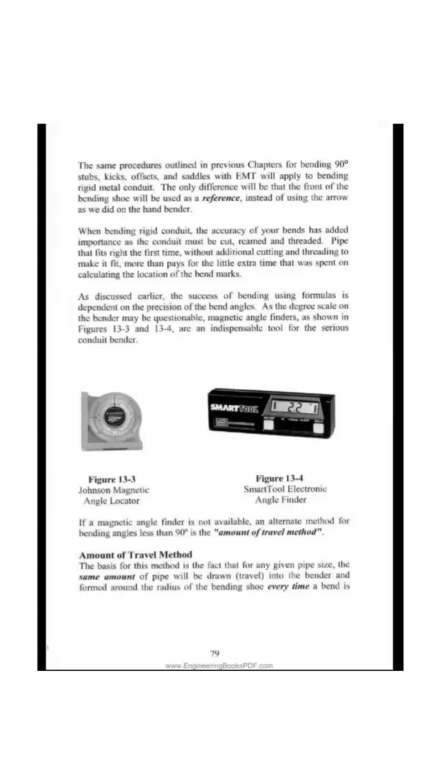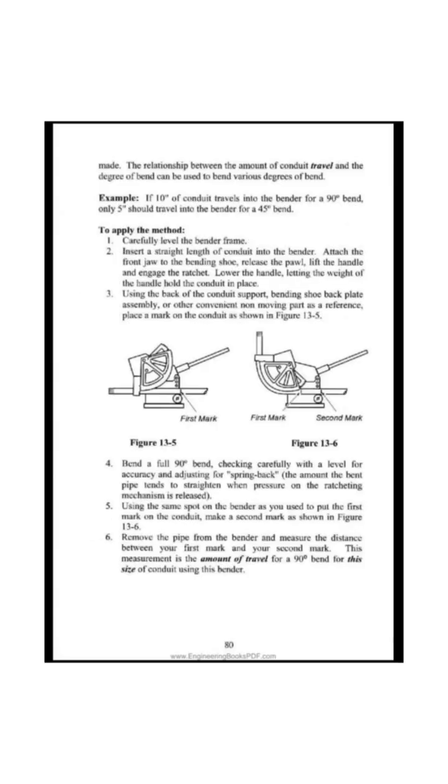The relationship between the amount of conduit travel and the degree of bend can be used to bend various degrees of bend. Example: if 10 inches of conduit travels into the bender for a 90° bend, only 5 inches should travel into the bender for a 45° bend.